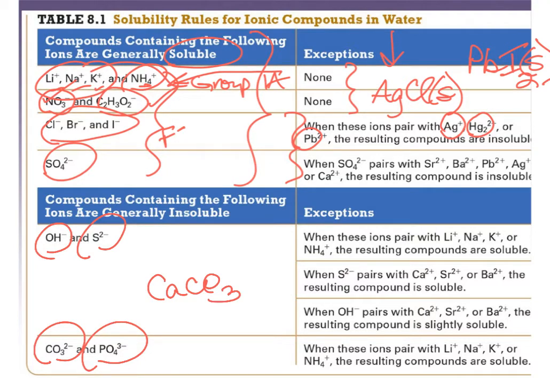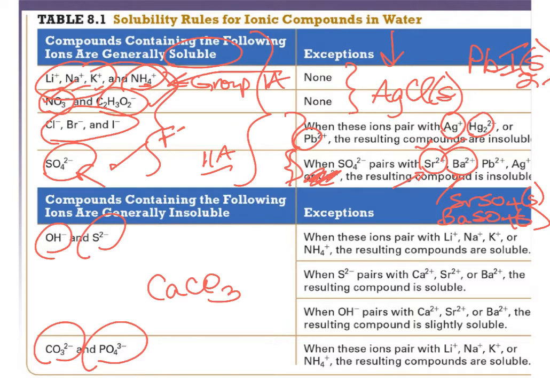Now, what I want you to pay attention to when looking at the exceptions for sulfate is these are the 2 that show up almost all the time: strontium and barium. They are at the bottom of group 2A. Okay, so any question I've seen concerning that on the ACS final is either strontium sulfate or barium sulfate, and they're wanting you to remember that those are, rather than being soluble like most sulfates are, insoluble.